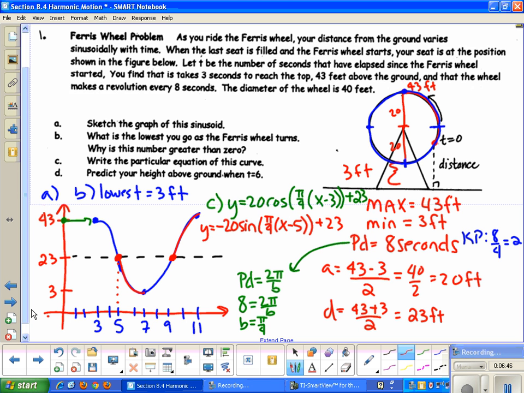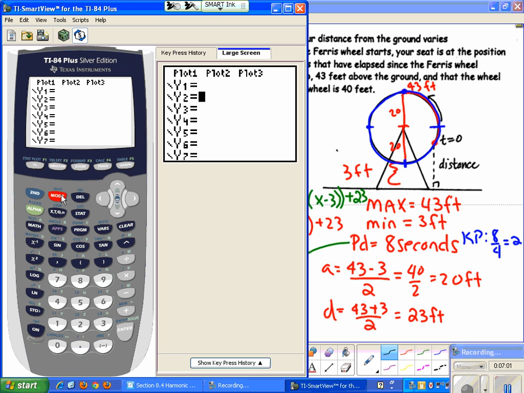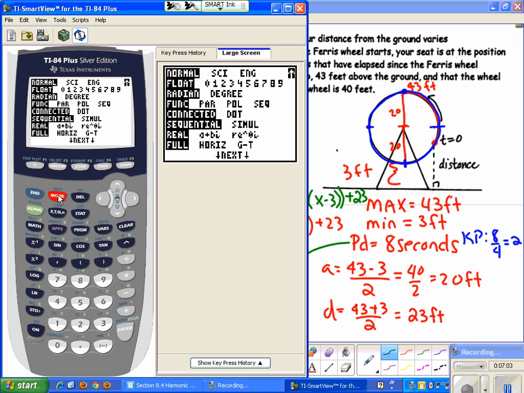So then the next part says we want to predict your height above the ground when t is equal to 6. So that means I'm just plugging t equals 6 into my equation. So for D, and we use x in our equation, so when x equals 6, I'm just going to plug that right into my calculator, make sure I'm in radian mode. So I'm in radian mode, so we're good.